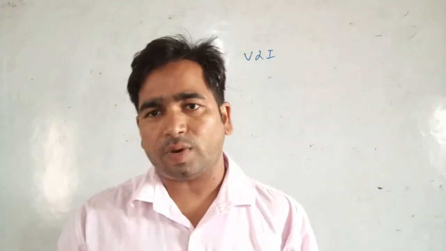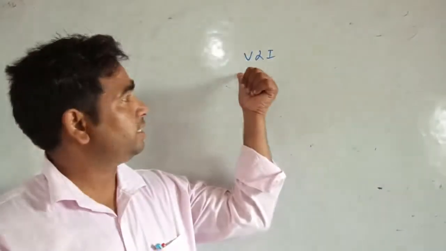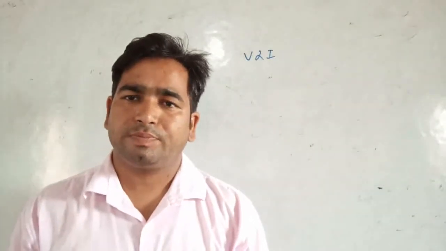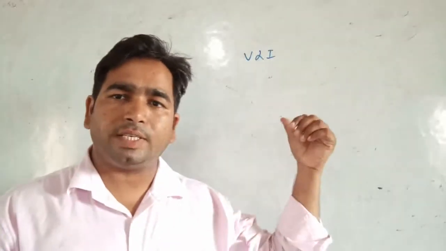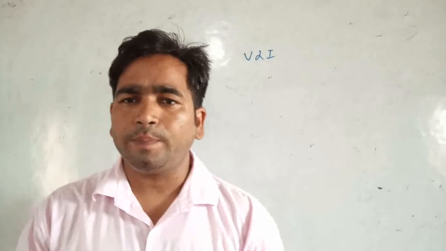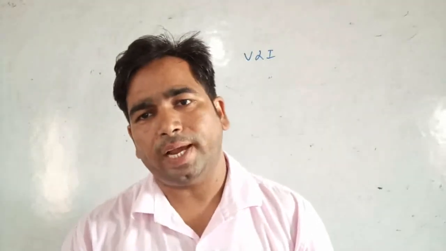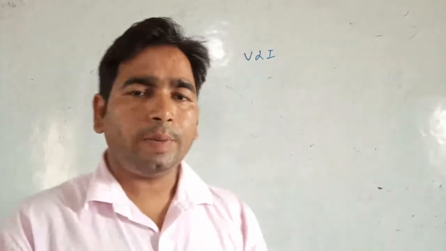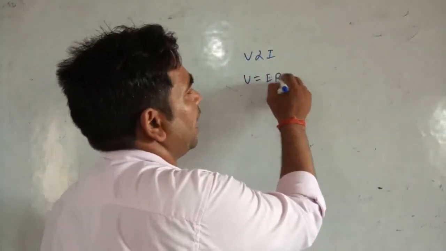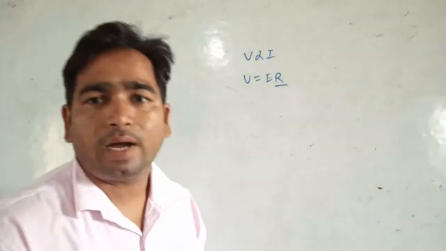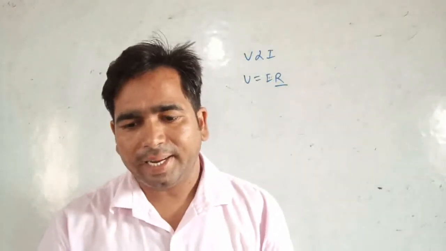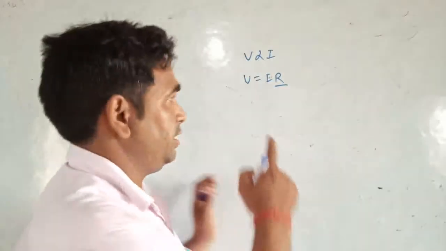When current was increasing, the potential difference was also increasing. When the potential difference was decreasing, the current was also decreasing. This means there is a directly proportional relation between V and I. And V equals I R, where R is a proportionality constant, and it is called resistance.